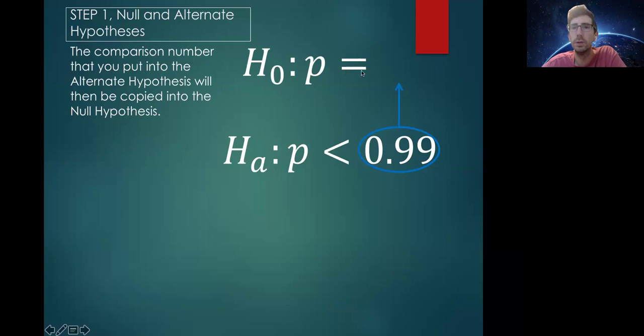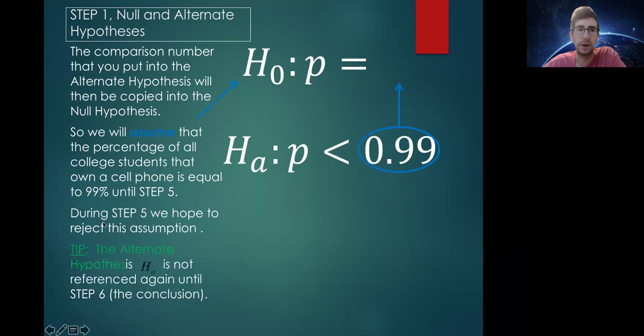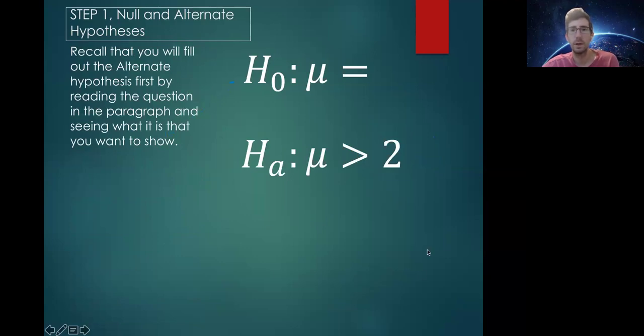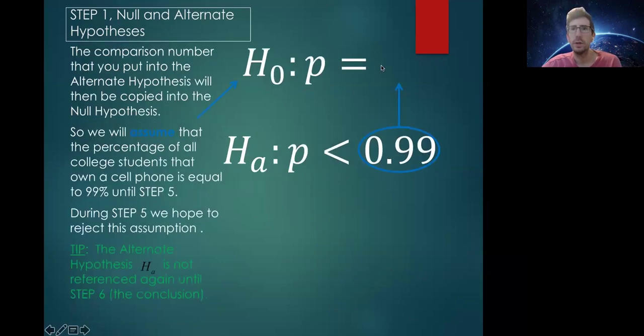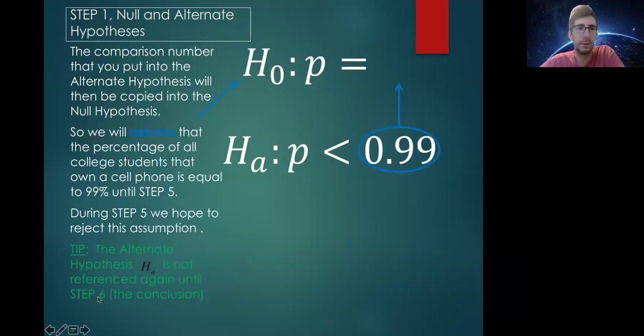We always put an equal to sign. We're always assuming that the population proportion is equal to whatever number they've given us in the question. So we assume the percentage of all college students that own a cell phone is equal to 99% until step 5, where we will hope to reject this assumption. So we don't actually show it, but we would write 0.99 up there in the null hypothesis. And then there's a tip here. The alternate hypothesis is not referenced again until step 6, which is our conclusion.